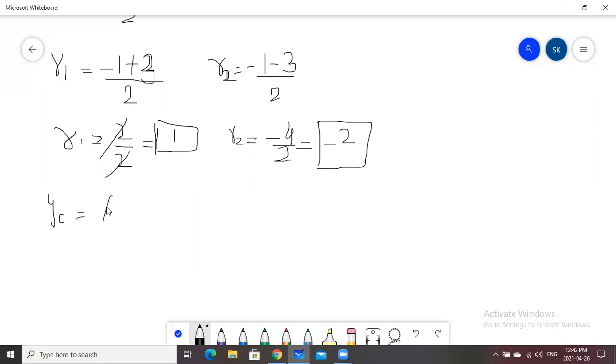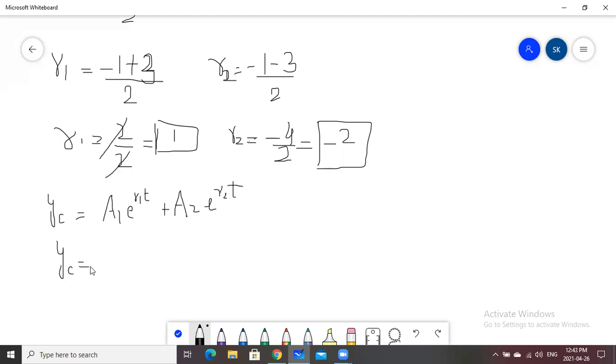yc is equal to a1 e raised to power r1t plus a2 e raised to power r2t. As the roots are distinct and real numbers, we can find the complementary function for that equation to be yc is equal to a1 e raised to power r1t plus a2 e raised to power r2t.